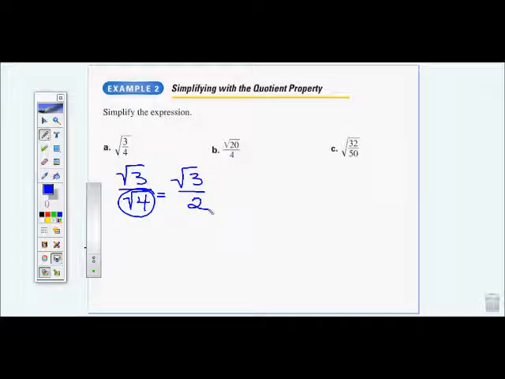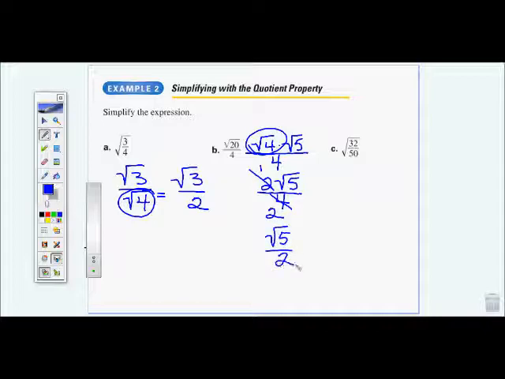For the next one, the square root of 20 over 4, we can look for a perfect square. And again, if you're factoring mentally, you could figure out that that could also be the square root of 4 times the square root of 5, and that's over 4. The square root of 4, that's a perfect square, so that would be 2 square root of 5, or 2 times the square root of 5 over 4. And then, as we always do with fractions, we can simplify that. 2 goes into 2 once, 2 goes into 4 twice, so that would be the square root of 5 over 2 as its simplest form.